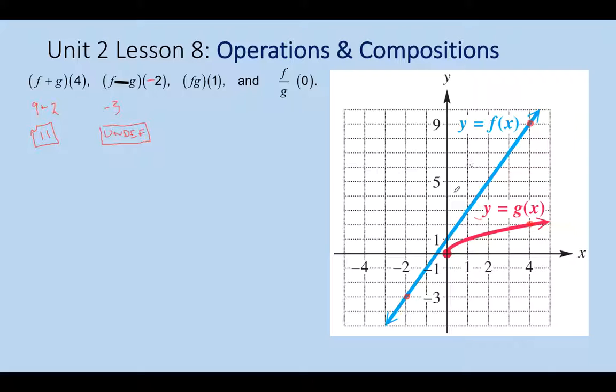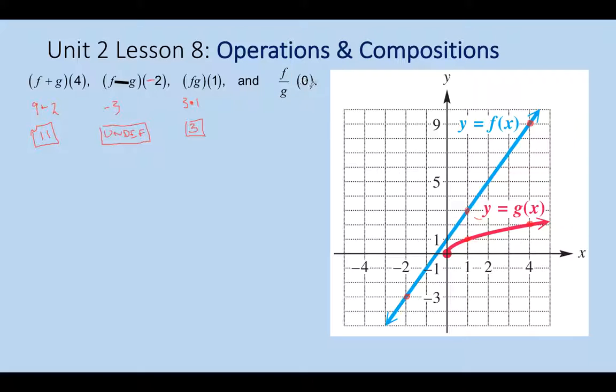F times g of 1. Well, when x equals 1, f of x equals 3. Okay, I like that. How about g? When x equals 1, g is 1. So 3 times 1, that would be 3. Final answer.